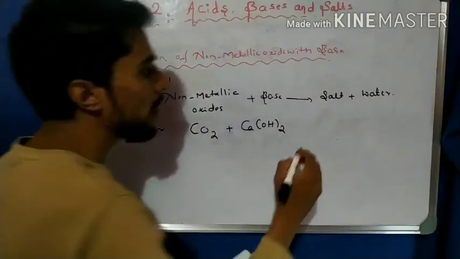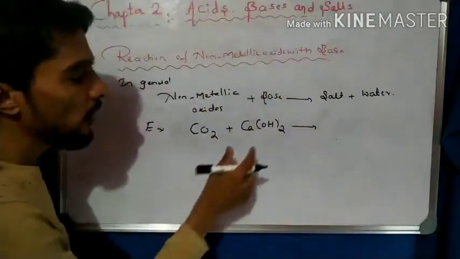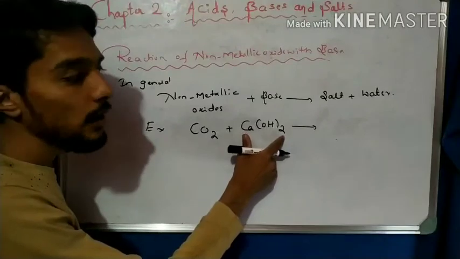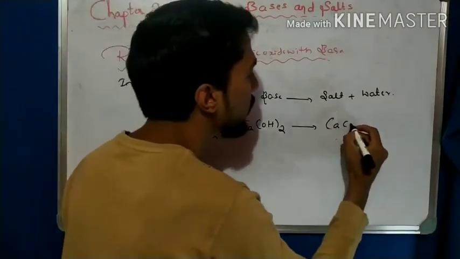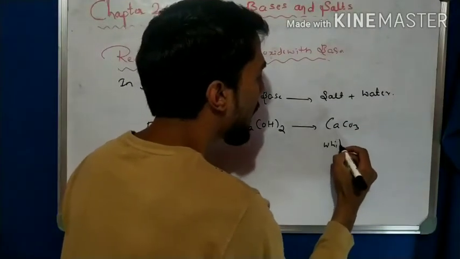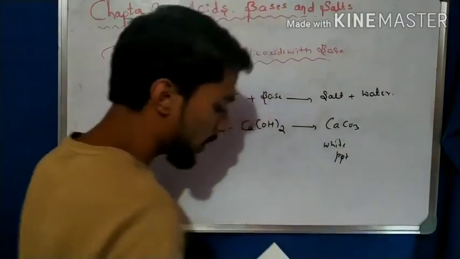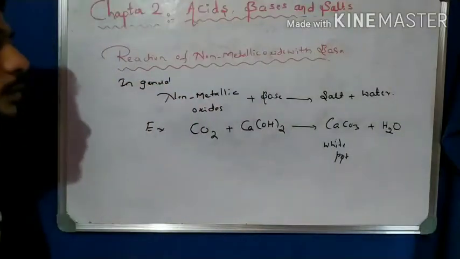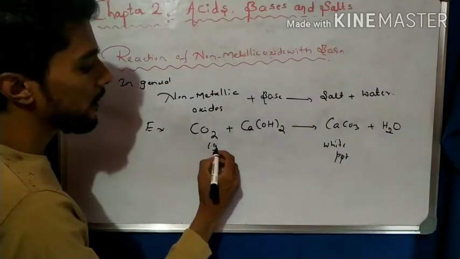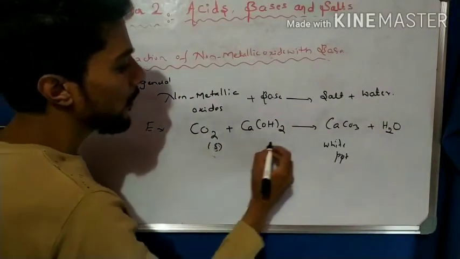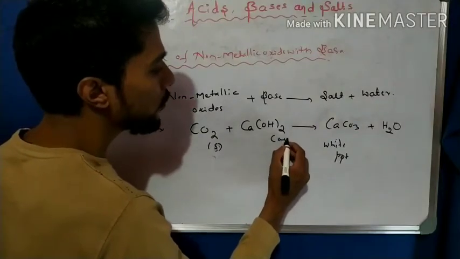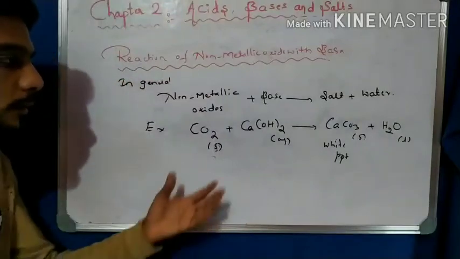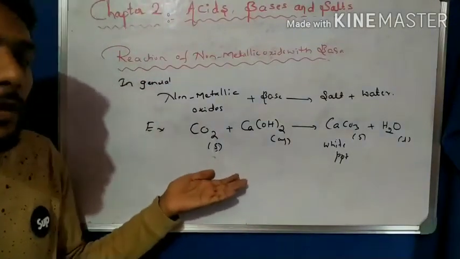Okay, calcium hydroxide. We know that in the last class, when carbon dioxide is passed into lime water, what do we get? We get calcium carbonate. The color is white precipitate, white PPT, plus H2O. So this is the answer. Carbon dioxide we take as gas, here is aqueous solution, and here solid, and water is liquid. So a very simple, very familiar example.